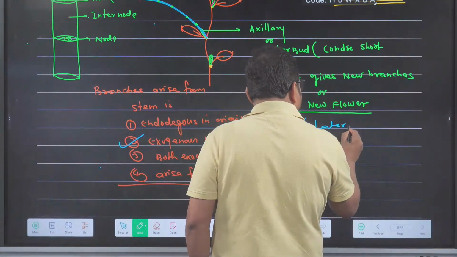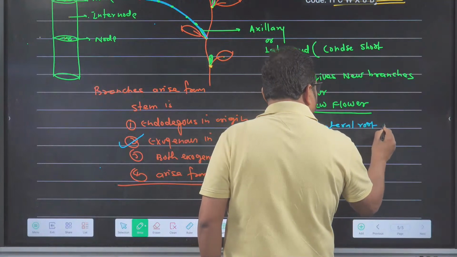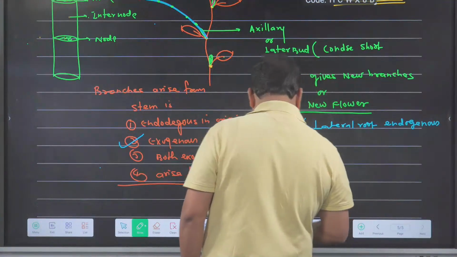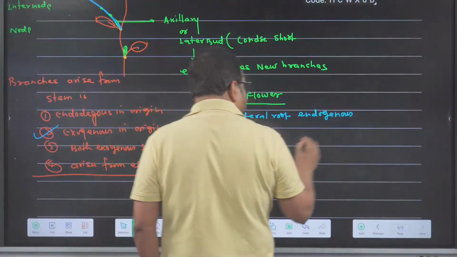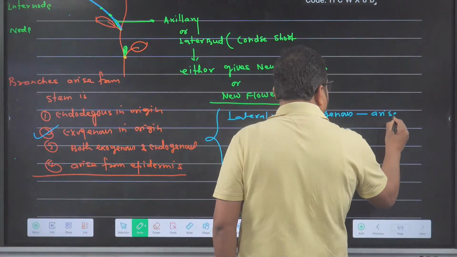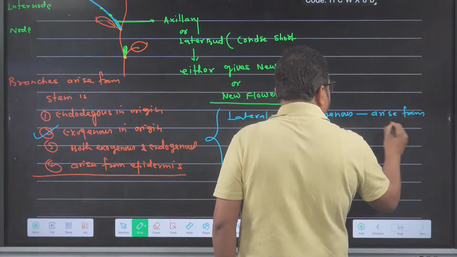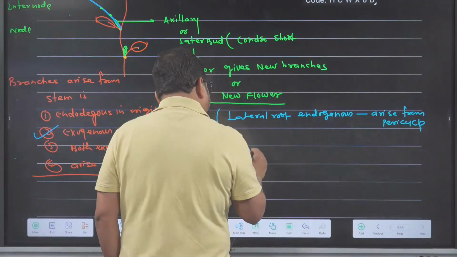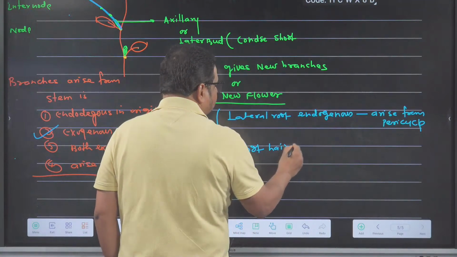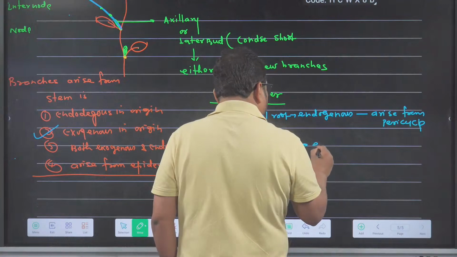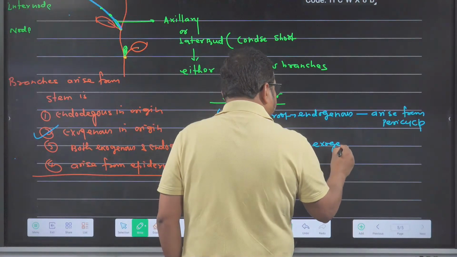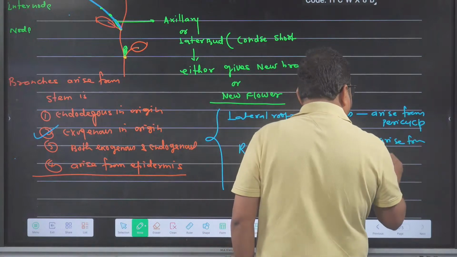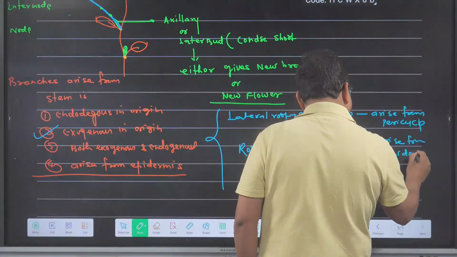Lateral root, endogenous. Why endogenous? Lateral root arises from the pericycle, a deeper tissue. If you talk about root hair, I am writing all together. Root hair, exogenous, arises from superficial layer, arises from epidermis.